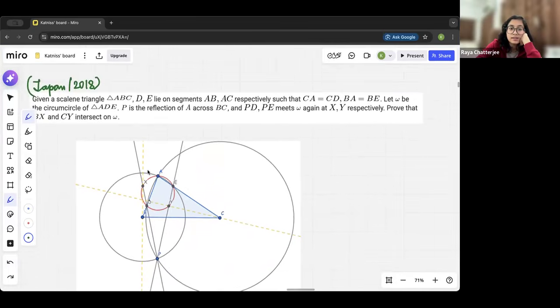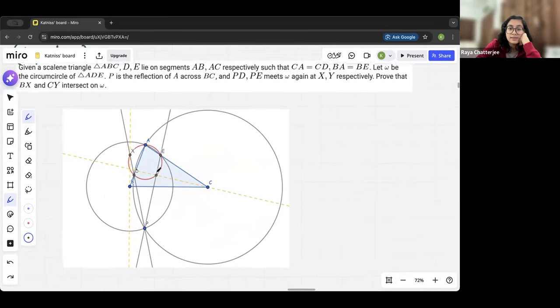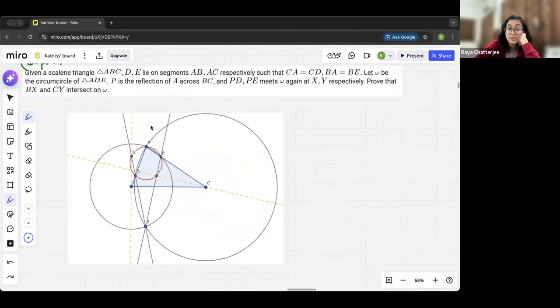Now, what else is said? You take the circumcircle of ADE and you take P to be the reflection of A across BC. Also notice that I drew these circles which were a little bit unnecessary: the circle through A and D centered at C, and the circle through A and E centered at B. Let's say that those intersect at P. Then I'm claiming that this P is the P that we want, that is the reflection of A across BC.